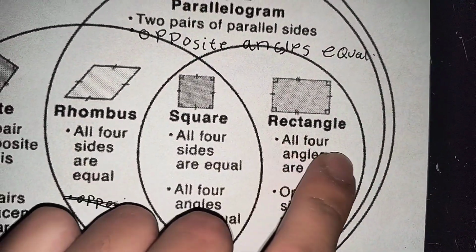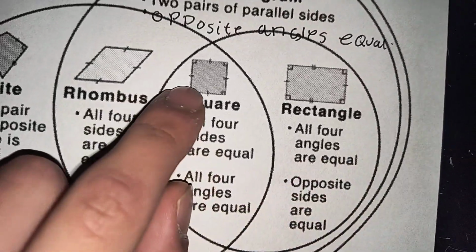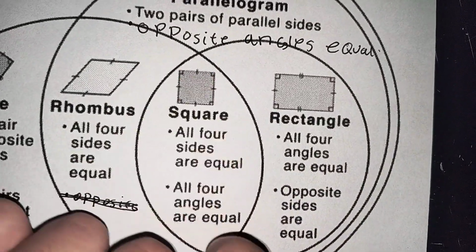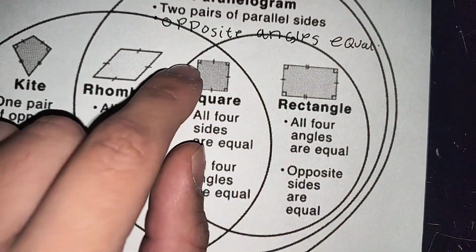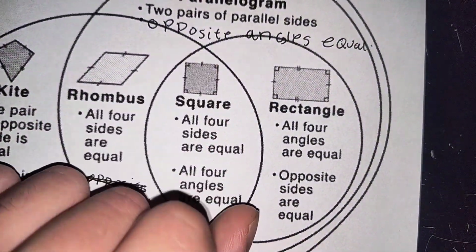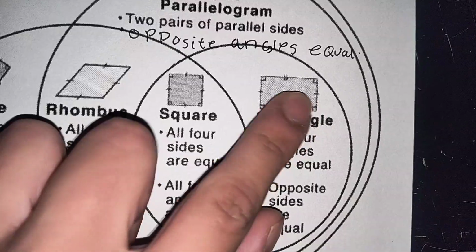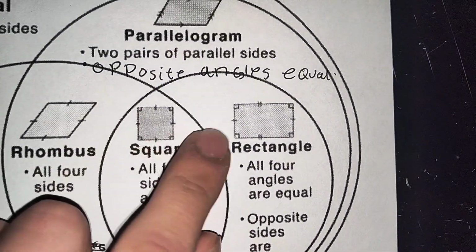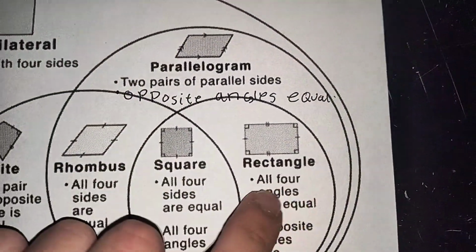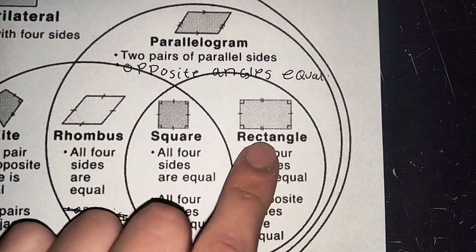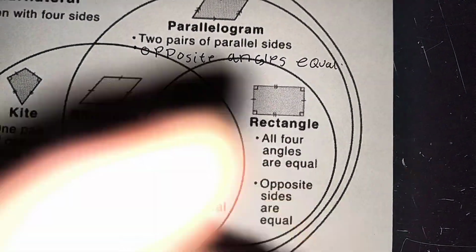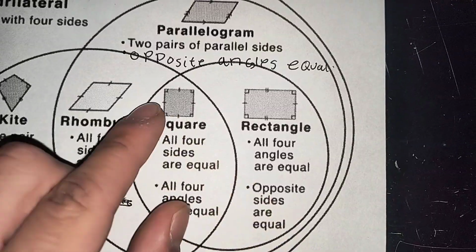So this says all four angles are equal. A square has all of those four angles equal, and the opposite sides are equal too. This is equal to that one, and this is equal to that one. So even though it's not the same shape as a rectangle, it is a rectangle because it meets the definition of a rectangle. That's why it's in the rectangle circle, because it meets the definition of having all of its angles equal and its opposite sides equal.